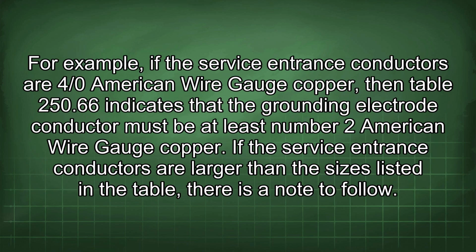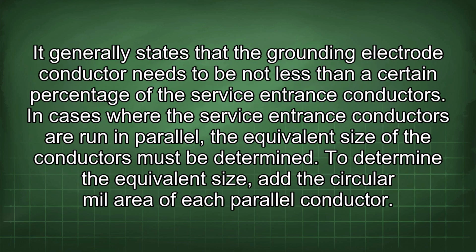For example, if the service entrance conductors are 4/0 American wire gauge copper, then Table 250.66 indicates that the grounding electrode conductor must be at least number 2 American wire gauge copper. If the service entrance conductors are larger than the sizes listed in the table, there is a note to follow. It generally states that the grounding electrode conductor needs to be not less than a certain percentage of the service entrance conductors.